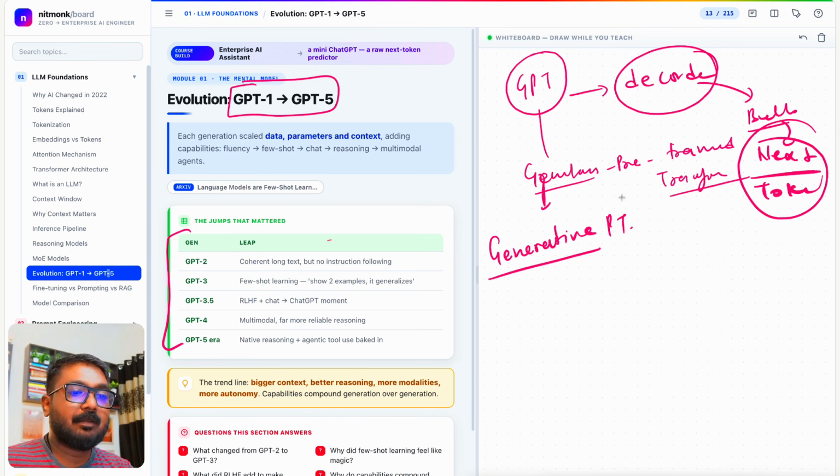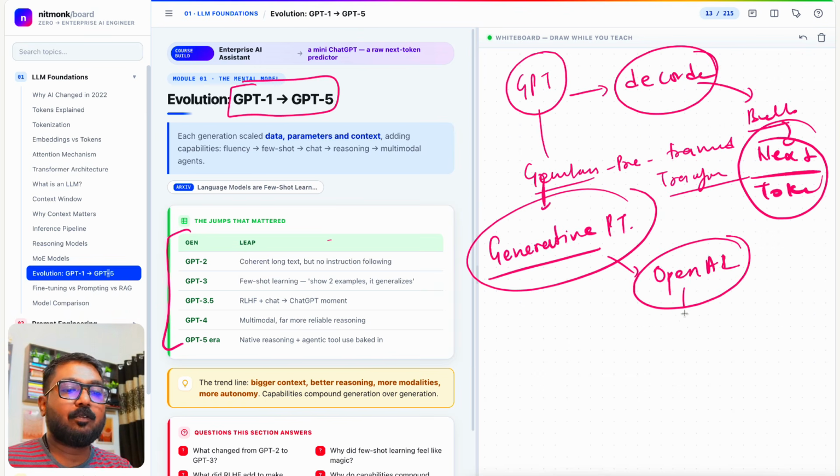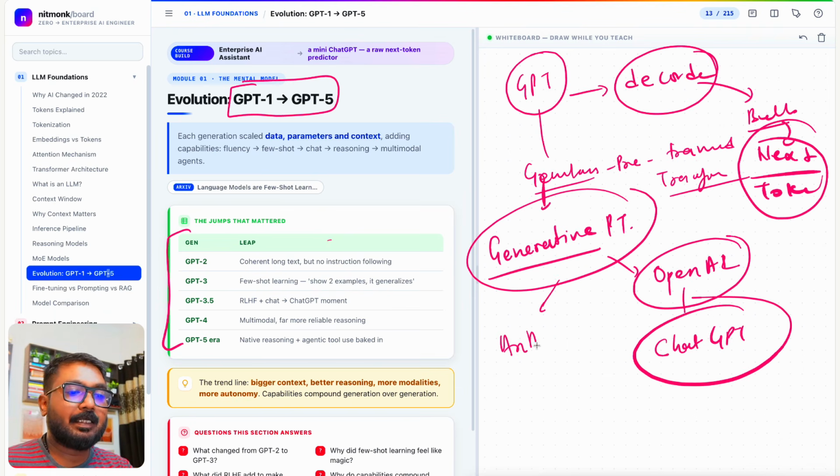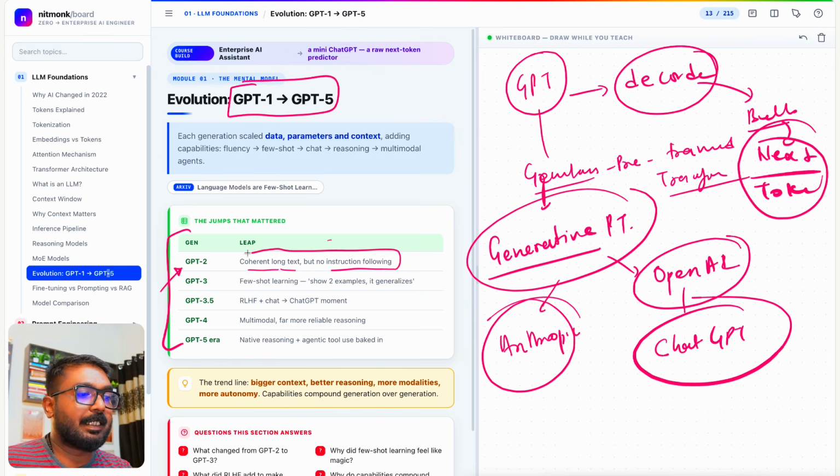And this GPT basically creates OpenAI, right? Or let's say you call it ChatGPT, and we keep on using it. In a similar way, Anthropic is there, that we try to use, correct? So there is GPT-2, with coherent long text but no instruction following. Few-shot learning was there, so with two examples it generalizes. There was RLHF, reinforcement learning from human feedback, plus chat. There was a ChatGPT movement when GPT-3.5 came, right?